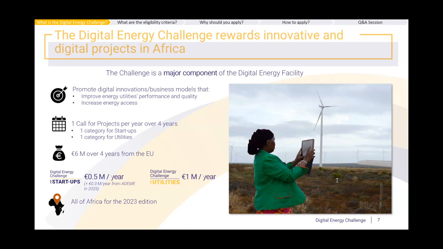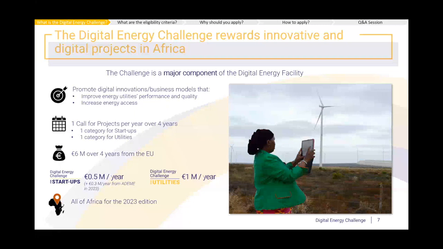So to do that, basically, there is 1 call for projects per year that lasts over 4 years. This year is the 3rd edition, so we already have done 2 call for projects in 2021 and 2022. And within this call for projects, there are 2 categories that you can apply in. The first one is the category for startups, where startups can apply. And the second one is the category for public utilities that are in partnerships with some technology or service providers. So this second category is mainly about partnerships between utilities and smaller private companies that provide an innovation.